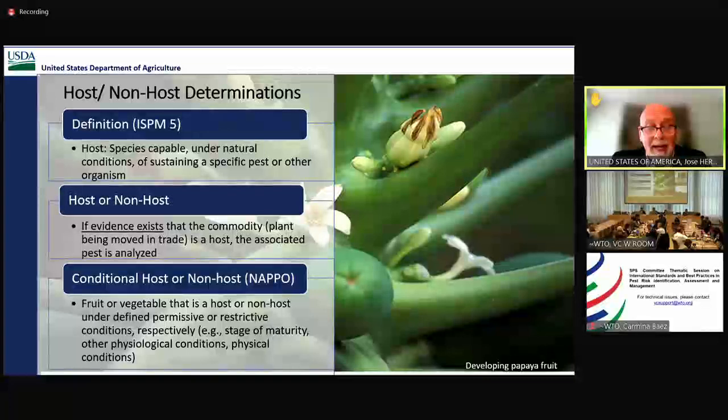IPPC defines a host as a species capable, under certain natural conditions, of sustaining a specific pest or other organism. When evidence exists that a commodity meets this host definition for the given pest, then that pest is addressed. Sometimes certain plant taxa are hosts only under certain circumstances, such as stages of maturity or other physiological or physical conditions. These are conditional hosts. The host status can influence the strength of the risk management measure required. Next slide, please.